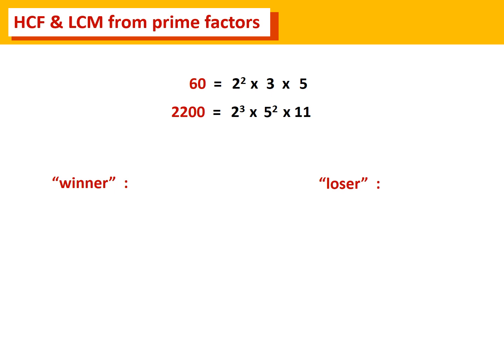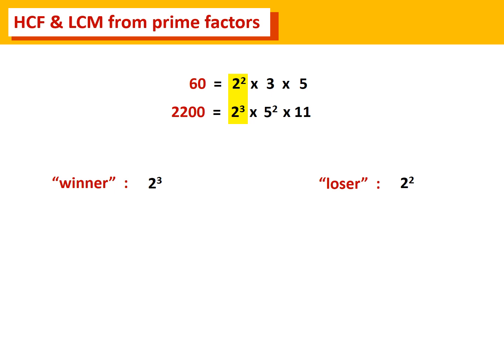Here's a second example. Once again, 60 is given to us as the product, the multiplication of its prime factors, and 2,200 similarly given to us as a multiplication of its prime factors. So remember, we're comparing the same prime factor in both numbers, so we're going to start with 2 and we're comparing 2 cubed with 2 squared. I hope you can see that 2 cubed would be the winner and 2 squared would be the loser.